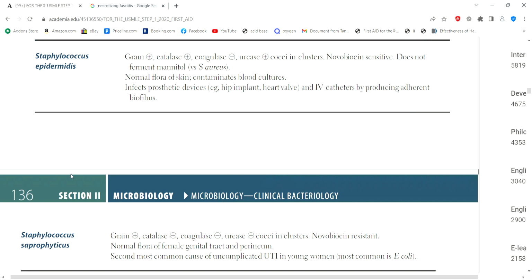Staphylococcus epidermidis is the most common cause of endocarditis affecting artificially implanted heart valves. Remember that. You treat this with vancomycin.